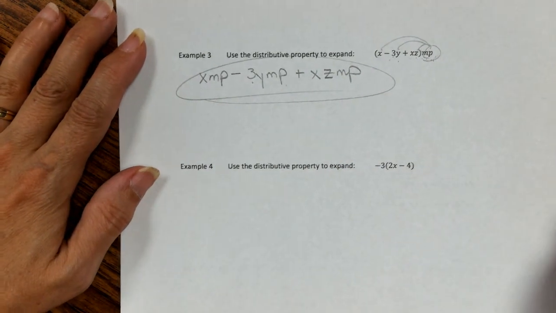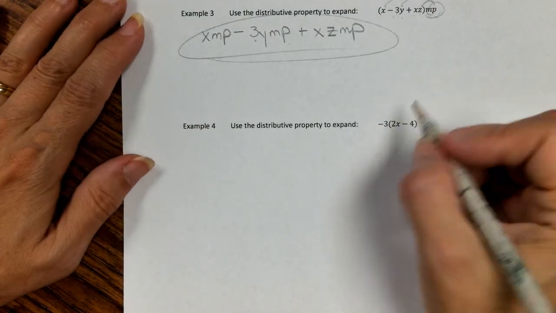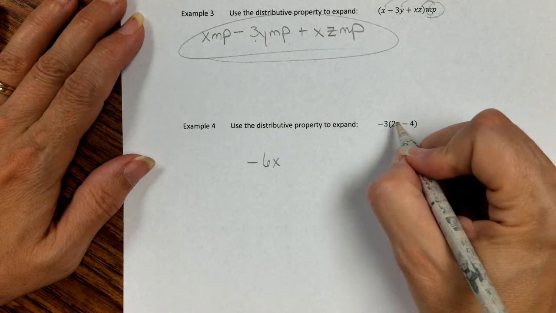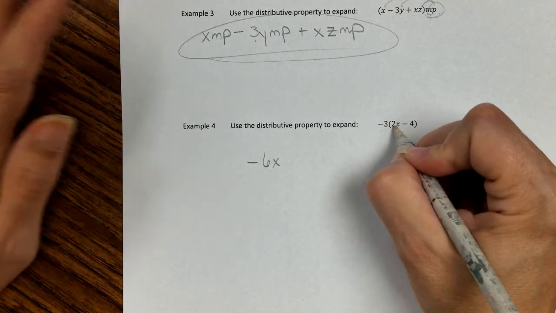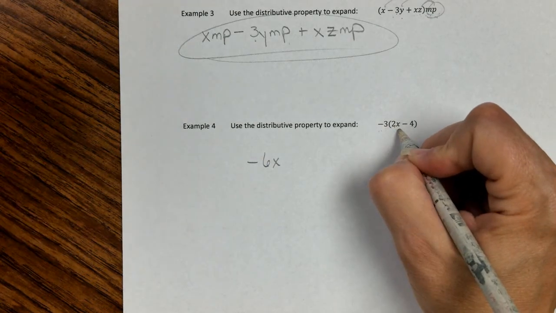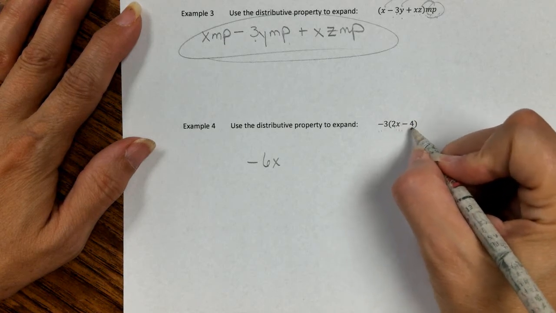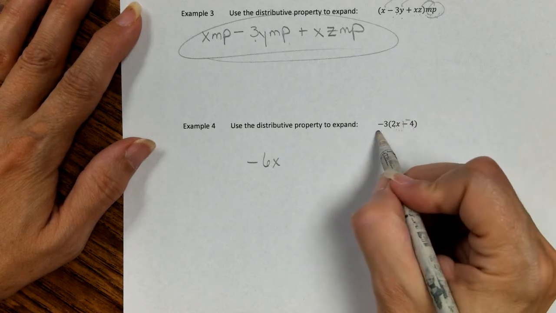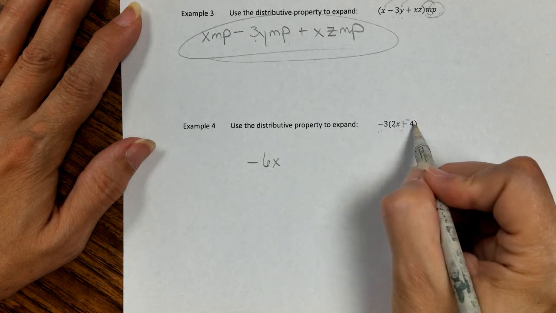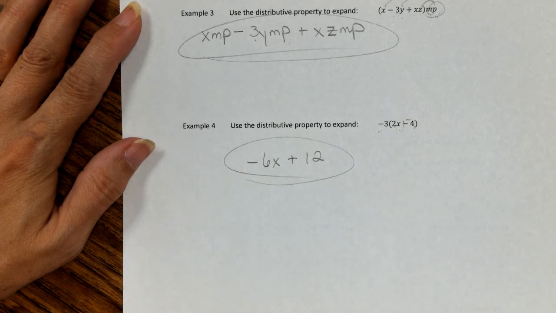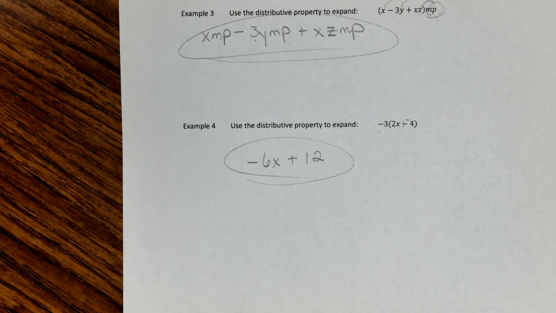Aren't they fun? One more. Negative 3 times 2x is negative 6x, because you take negative 3 times 2, that is negative 6 times x. And then this is, see, minus 4 is plus negative 4, so we have a negative 3 times a negative 4, that is a positive 12. And we are already done with that.